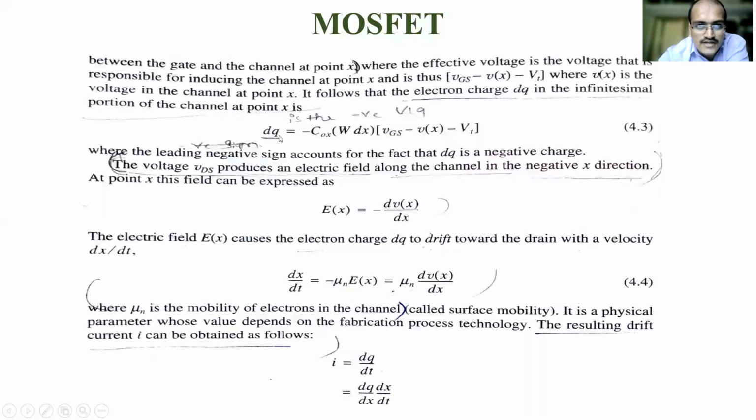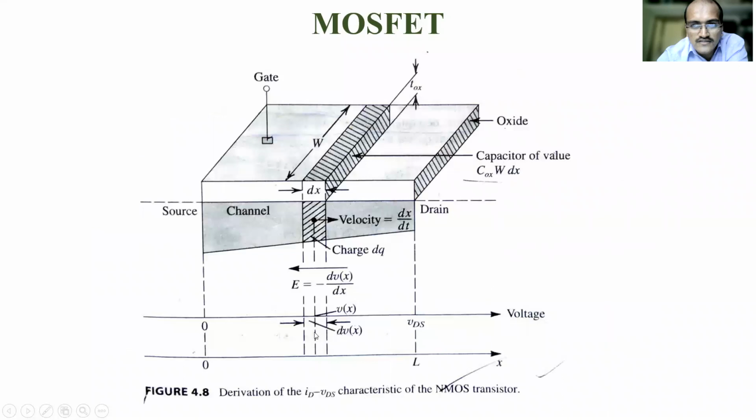Now we write dq, the electron charge in the infinitesimal portion of that channel. We give it as minus COX W dx into (VGS minus V of x minus Vt). V of x is shown in this diagram here, and it is the difference of that V of x. By taking some portion, we try to derive its drain current. How much drain current is there in that portion? Some small size, we have considered.